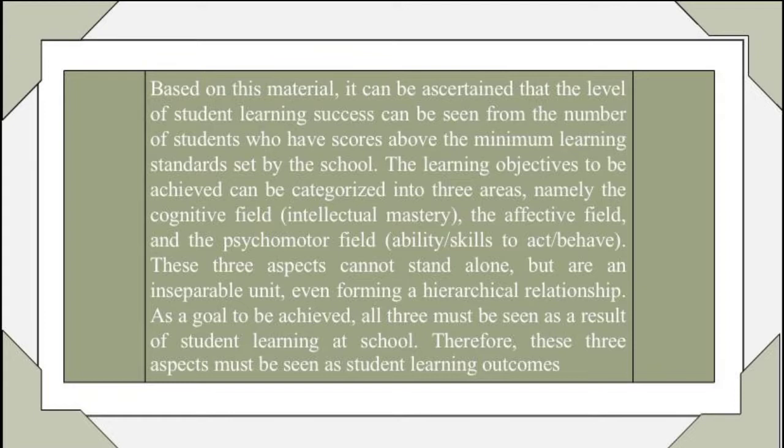So, the next is the conclusion. Based on this material, it can be ascertained that the level of student learning success can be seen from the number of students who have scores above the minimum learning standards set by the school. The learning objectives to be achieved can be categorized into three areas, namely the cognitive, the affective, and the psychomotor fields. These three aspects cannot stand alone, but are an inseparable unit, even forming a hierarchical relationship as a goal to be achieved. All three must be seen as a result of student learning at school. Therefore, these three aspects must be seen as student learning outcomes.